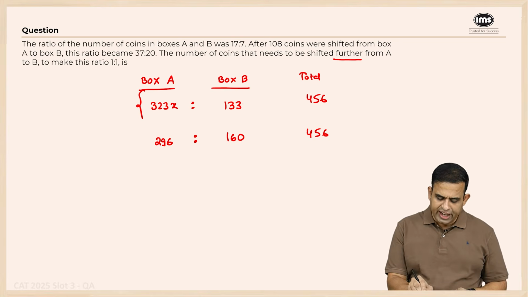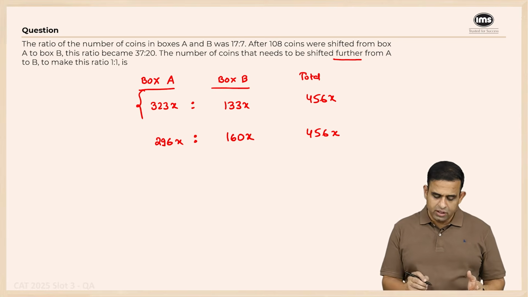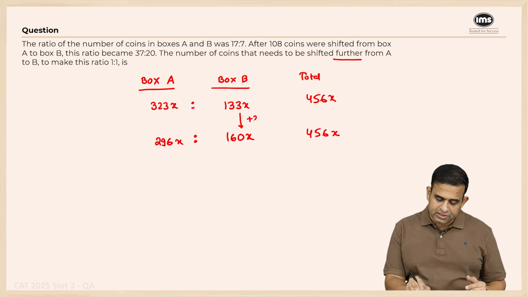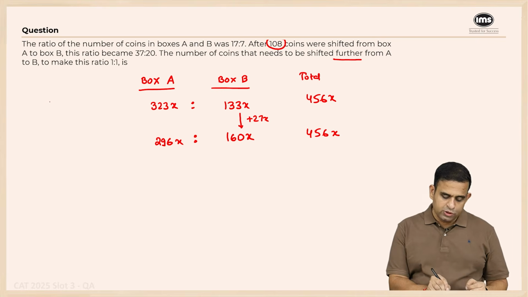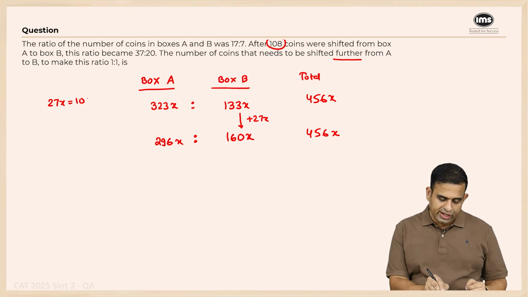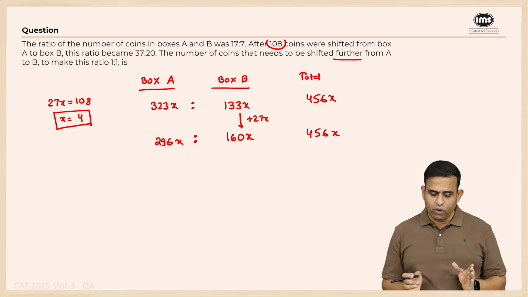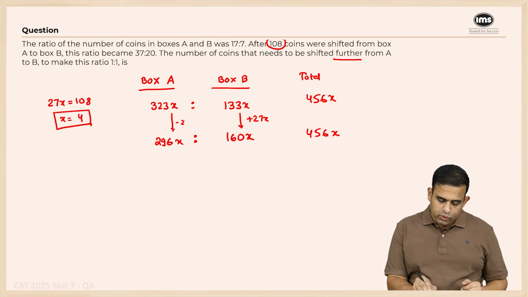We can take them as x over here to make our life simple. Other people who are comfortable doing it in parts can also deal in parts over here. If you see the increase in the coins of box B from 133 to 160, it's an increase of 27x. And that is known to us as the number 108. So 27x is 108. x would be equal to 4 over here. I will use this information later on, because ultimately what they are saying is that afterward, you have to do a further transfer.